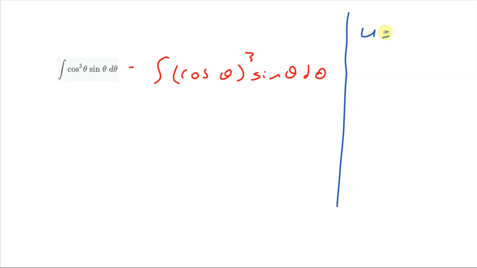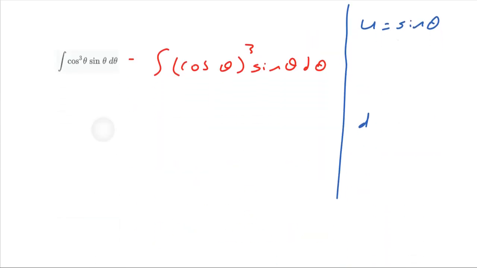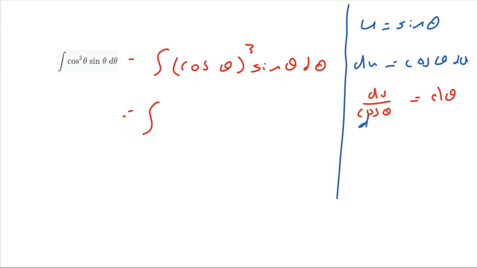Okay, so let's say I try u equals sine of theta, then du is going to be cosine of theta d theta, right? If I try to make that substitution, we have d theta equals du over cosine theta. Then we have du over cosine theta.